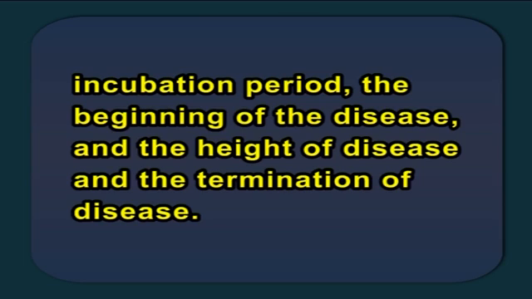The course of infection can be separated into different periods or stages: incubation period, the beginning of the disease and the height of disease and the termination of disease. Incubation period is the period from the entrance or introduction of pathogen into the host body until the development of symptoms or signs. The beginning of the disease is the period from the first appearance of sign or symptoms until the disease is fully manifested.